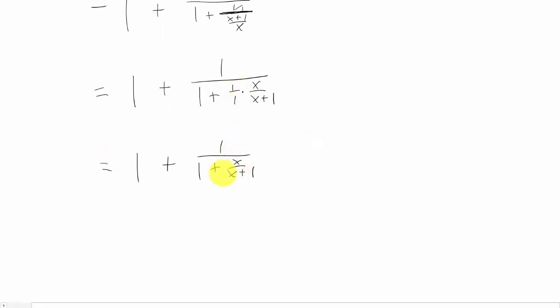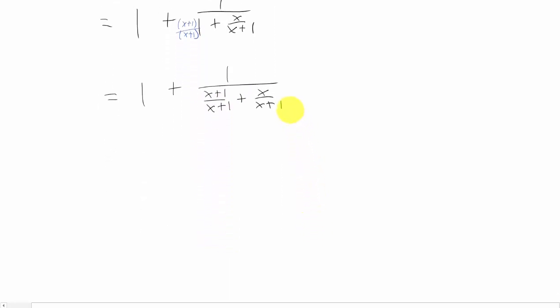Now the task that we're faced with is combining these two terms right here. And if we're going to do that, we need to multiply this 1 by x plus 1 over x plus 1. That way we get a common denominator just in this little piece right here. So I'm going to copy all that down. We've now replaced this 1 here with an x plus 1 over x plus 1. And we're going to keep going here.